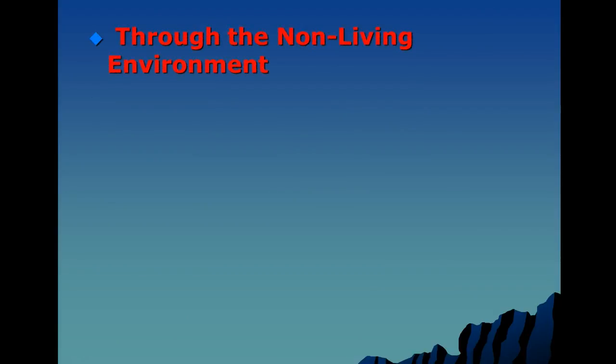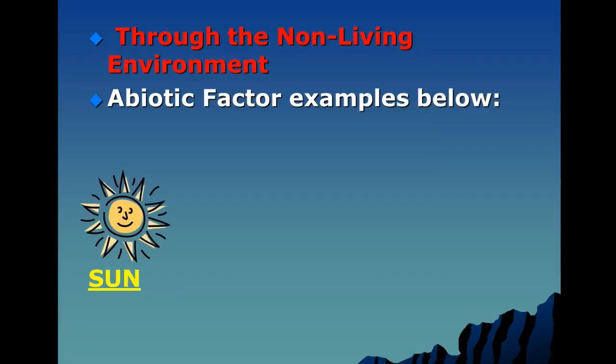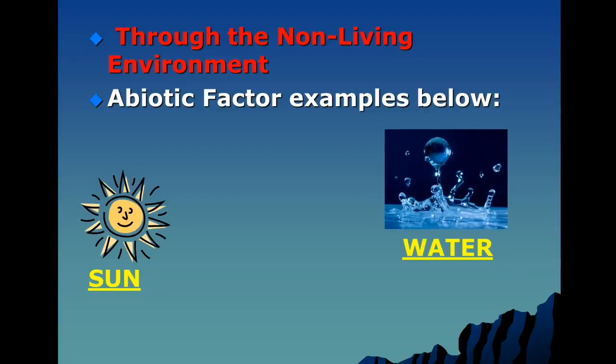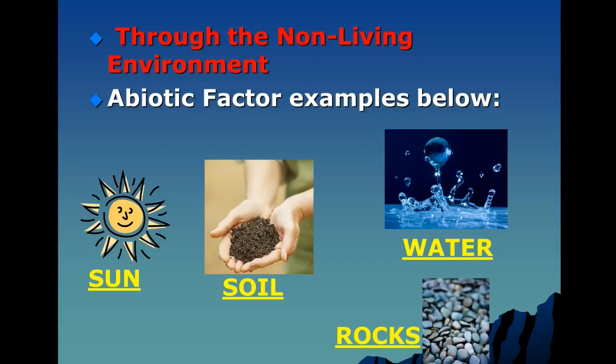However, living things are still tied to the non-living environment. These non-living things are called abiotic factors. Some examples of abiotic factors are the sun, water, soil, and rocks. These things are not living, however, living things still need these items in order to survive themselves.